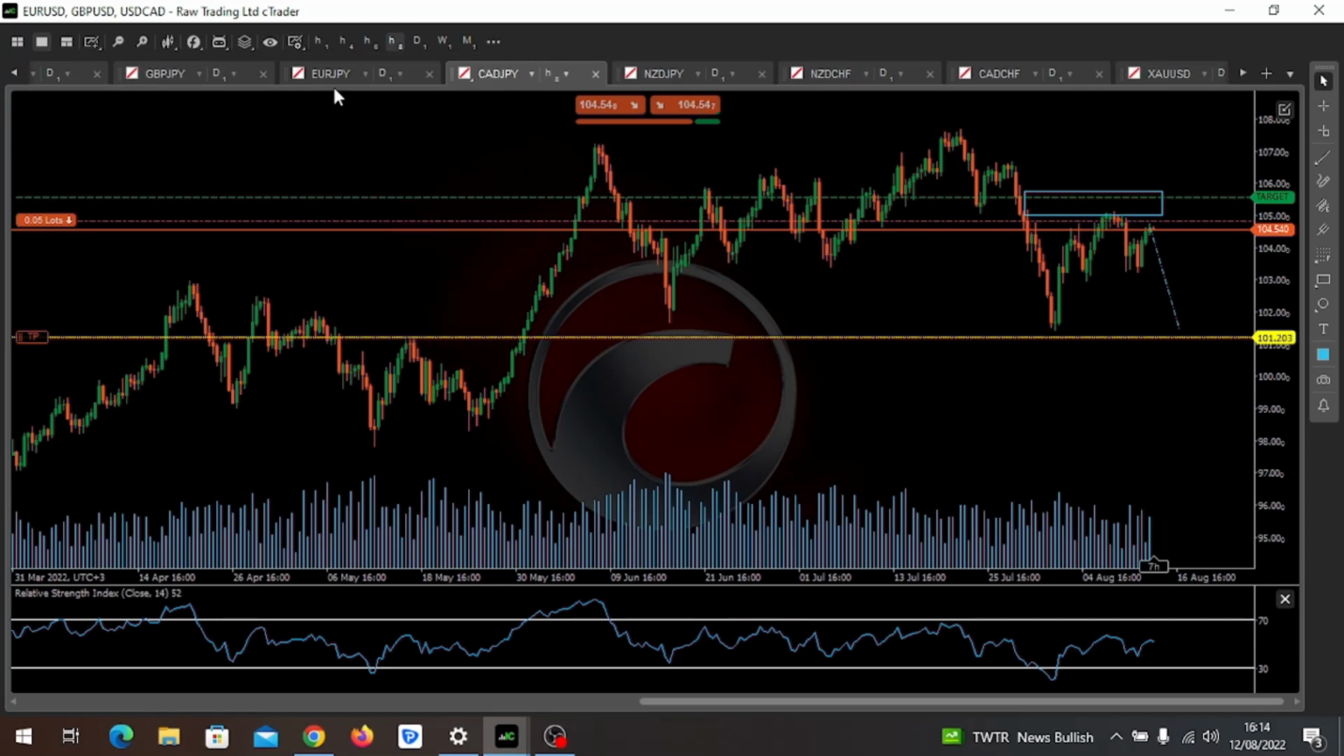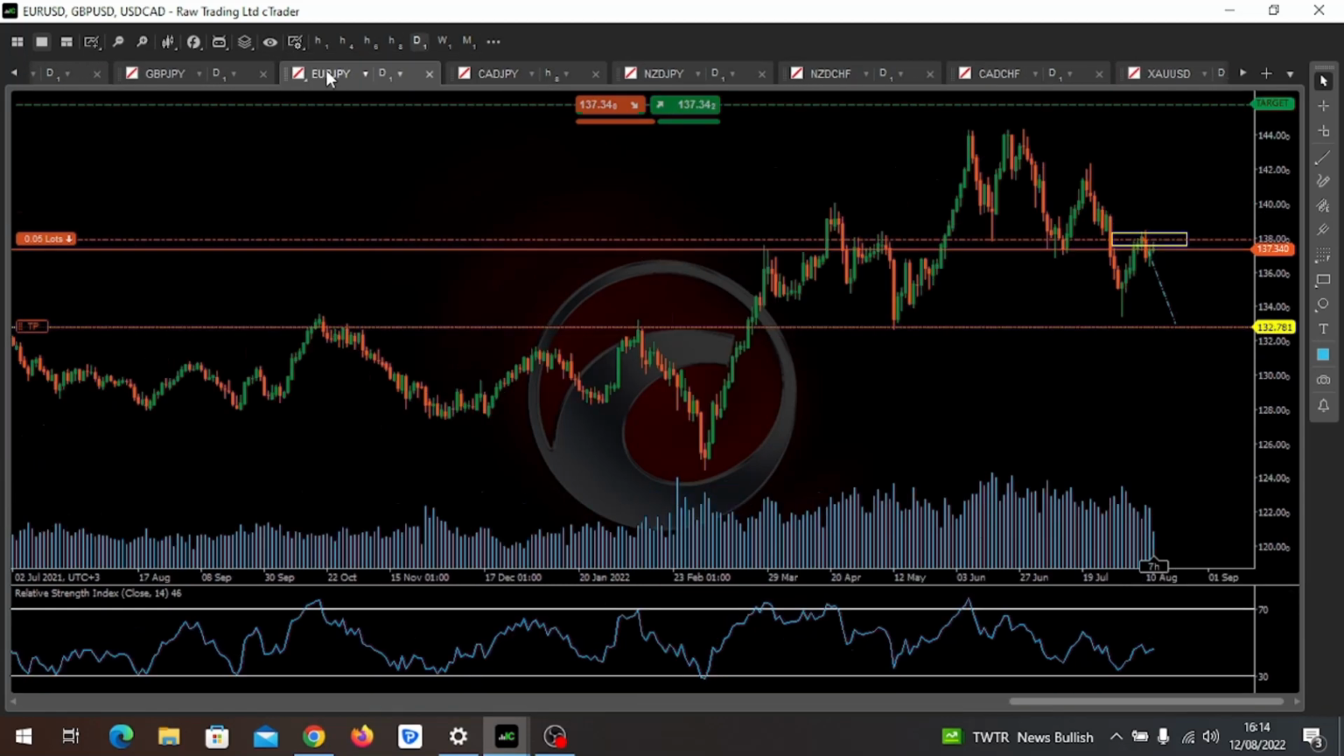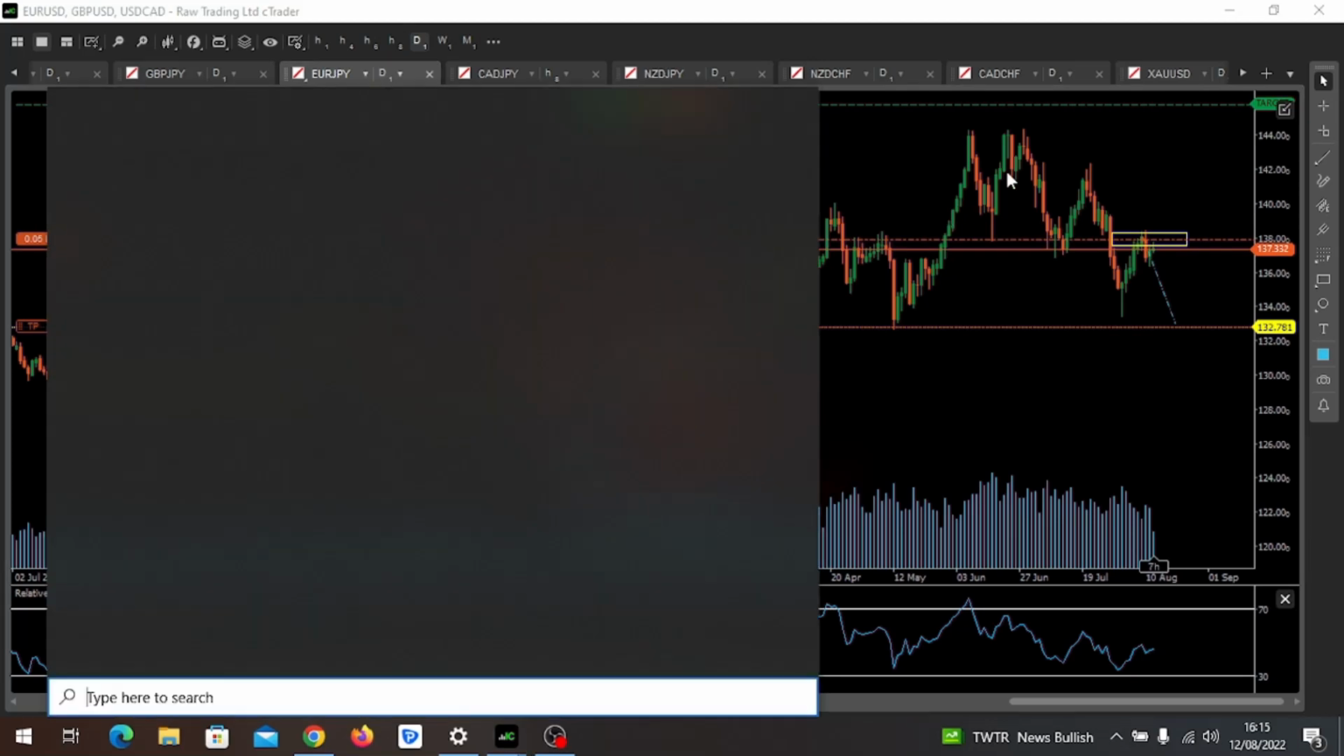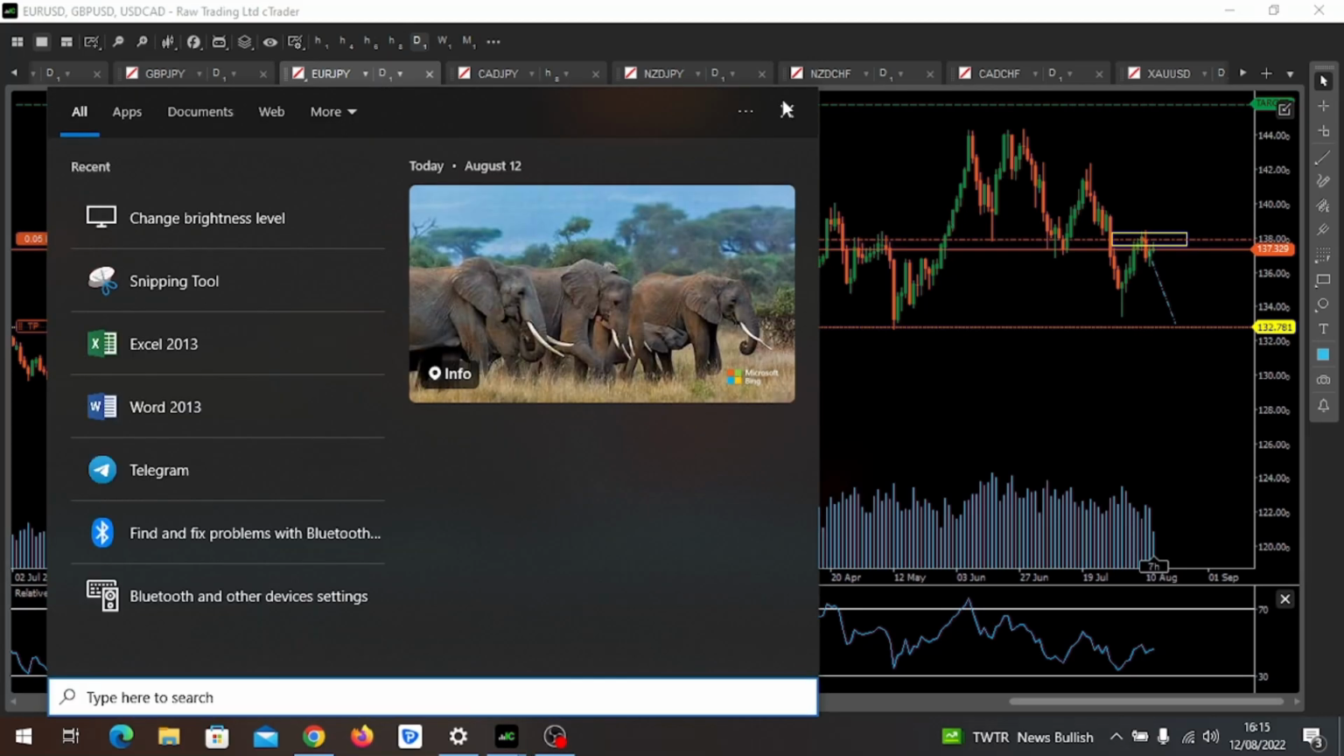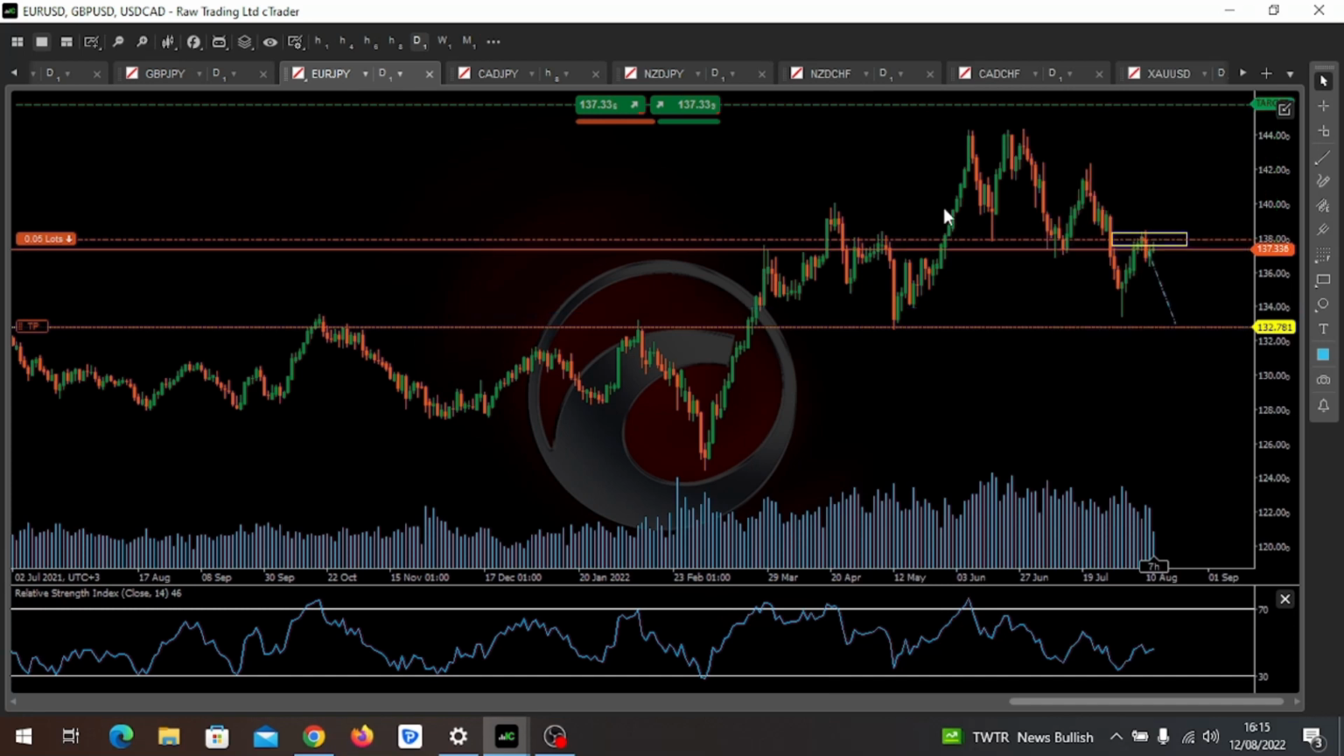Then euro yen, still the same, just like the other yen pairs. Our focus for the week and most likely even for next week is still a sell, and our target is at 132,781. So hold on to this because price is slowly falling from the blue box, from the yellow box.